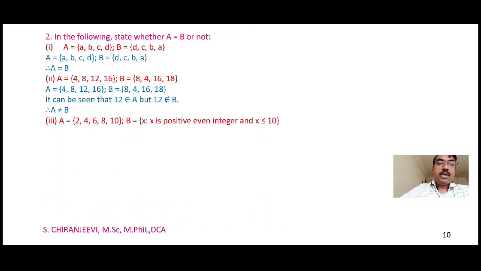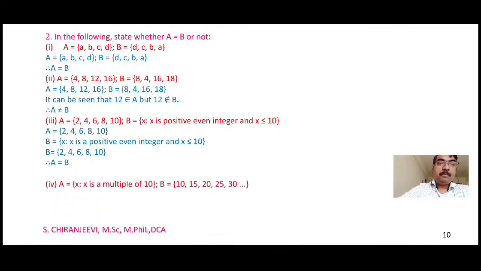Third one, A equal to 2, 4, 6, 8, 10. B equal to X such that X is a positive even number and X less than or equal to 10. So A is 2, 4, 6, 8, 10. B is X such that X is a positive even number and X less than or equal to 10, which will be 2, 4, 6, 8, 10. So both are equal. So A equal to B.